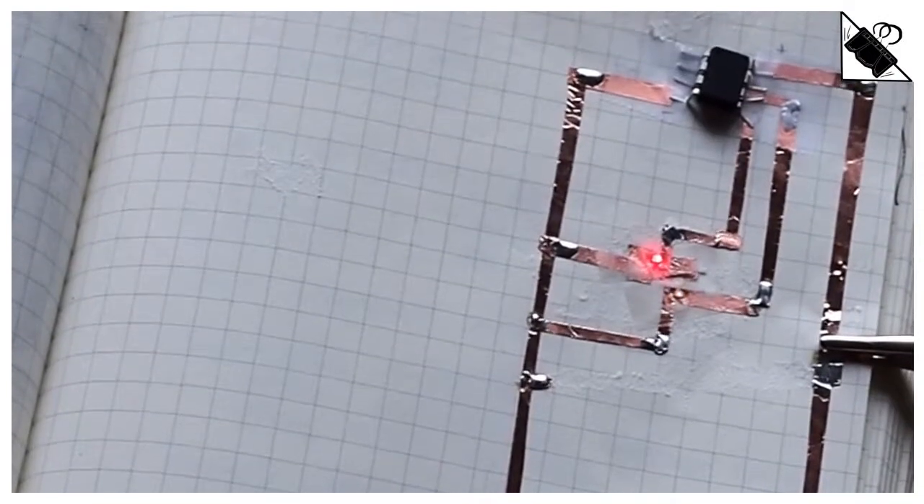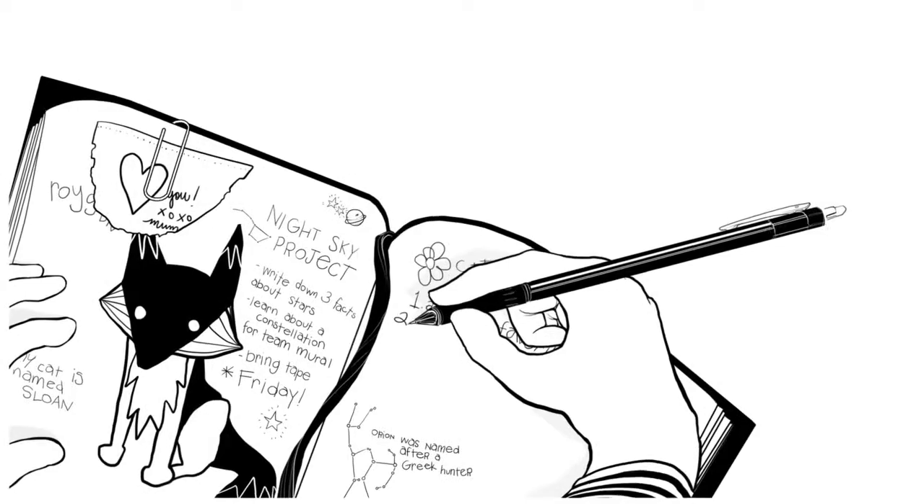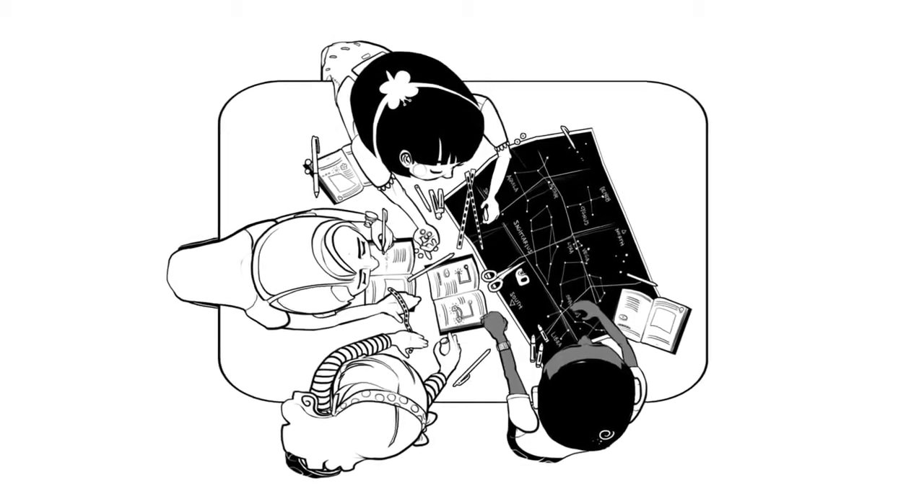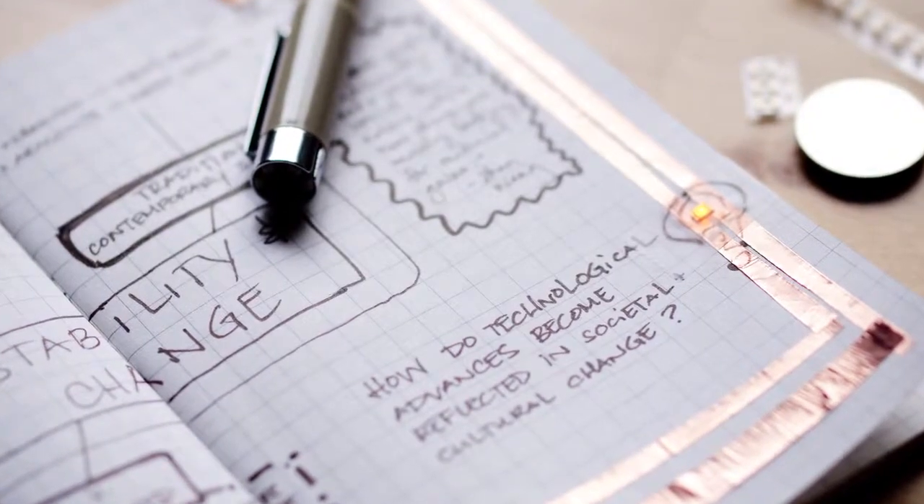What if kids thought of paper circuits, like pencils, as tools to make beautiful stories and create complex systems? We're hacking notebooks. Paper meets electronics.